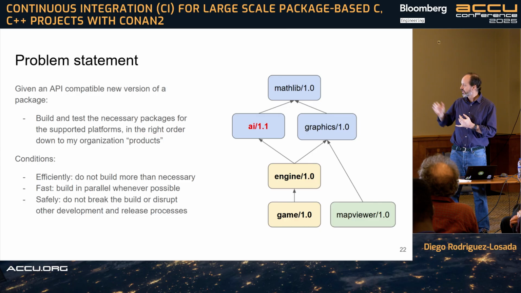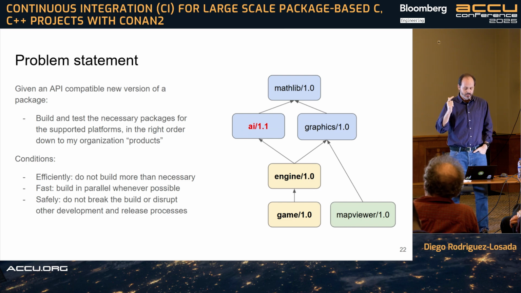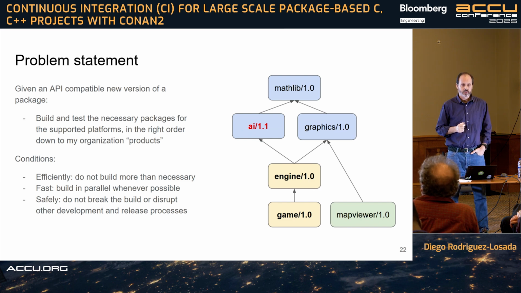In this example, it's very clear. I'm 100% sure that I don't need to build Mathlib, graphics, or MapViewer at all. So if I have an approach that, hey, just rebuild everything from source, I'm wasting my resources, clearly.